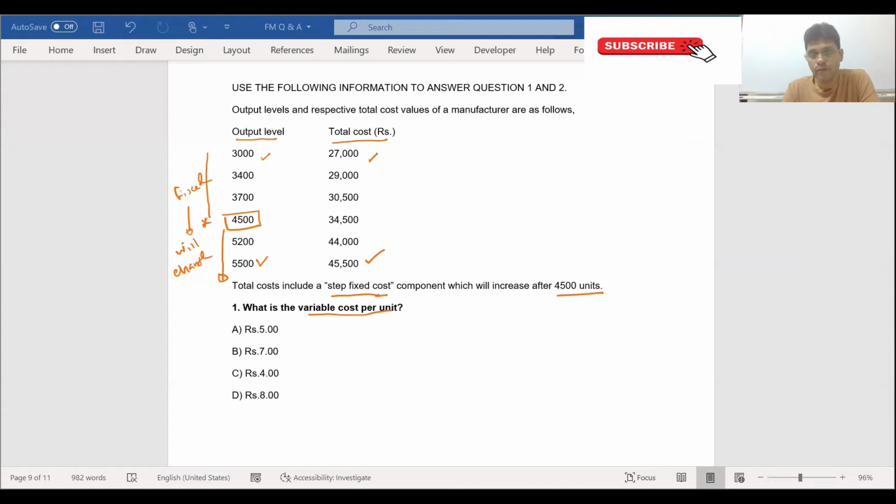Now, since there is a step fixed cost, the highest activity level is 5500 in this question, and the lowest is 3000. If we take the difference between 27,000 and 45,500, divided by 2,500, we will not get the variable cost per unit because there is a step fixed cost. So what we need to do is take up to 4,500 units, because beyond this the fixed cost will change.